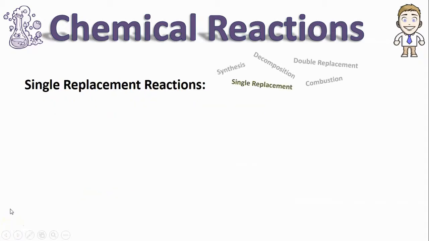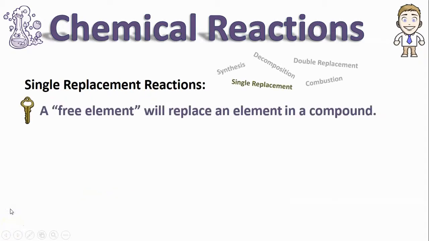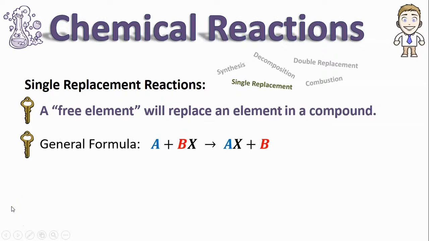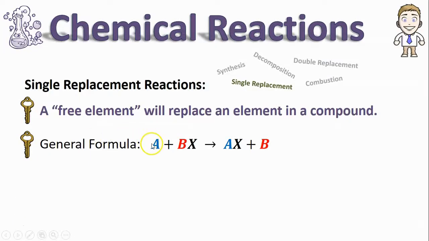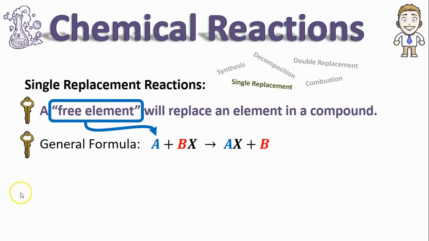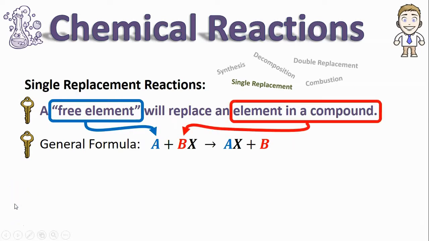With single replacement reactions, you'll see a free element replace another element that is in a compound. The general formula looks like A plus BX turns into AX plus B. You might already be able to tell that the A and the B, highlighted in blue and red, tend to trade places with each other as they form the products. Here, the free element is being represented in blue by the letter A. It's called free because it's by itself, not bonded to anything else, and it's going to replace the position of the element in the compound represented with the letter B in red.